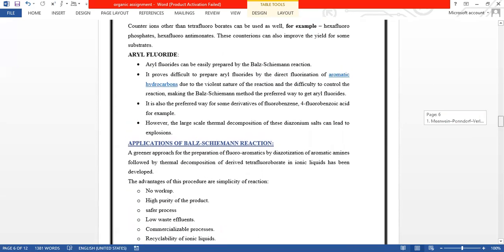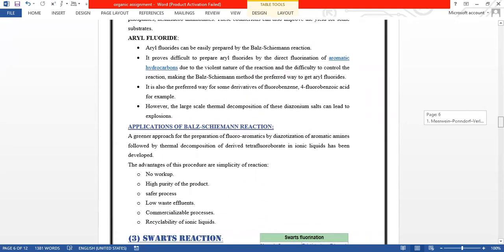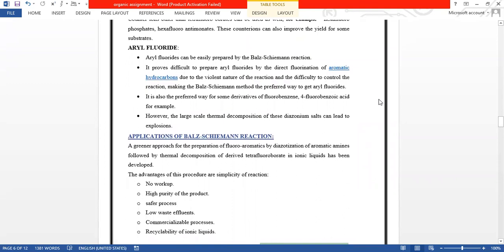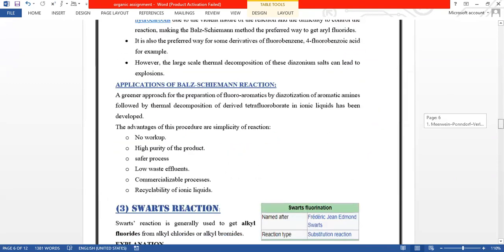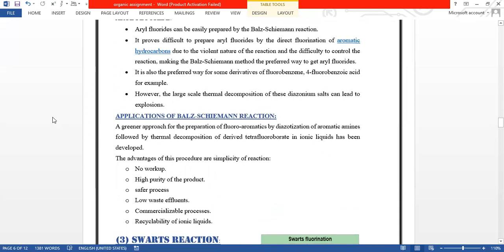Now I'm going to talk about the applications of the Balz-Schiemann reaction. These applications include a greener approach for the preparation of fluoroaromatics by diazotization of aromatic amines, followed by thermal decomposition of the derived tetrafluoroborate in an ionic liquid, which has been developed. The advantages of this procedure are simplicity of the reaction, no workup, high purity of product, a safer process, low waste effluent, commercial processing, and recyclability of the ionic liquids.